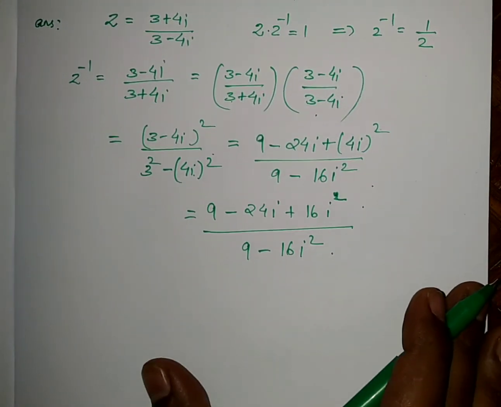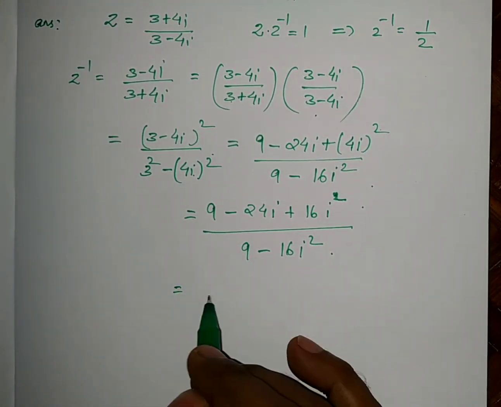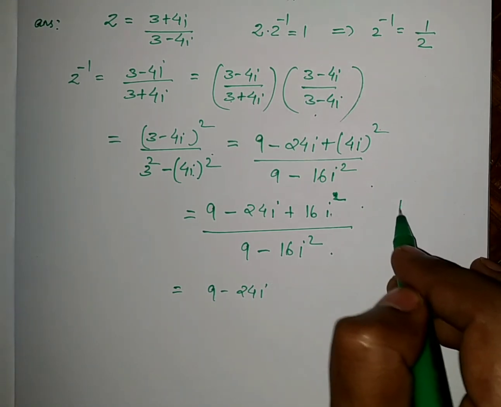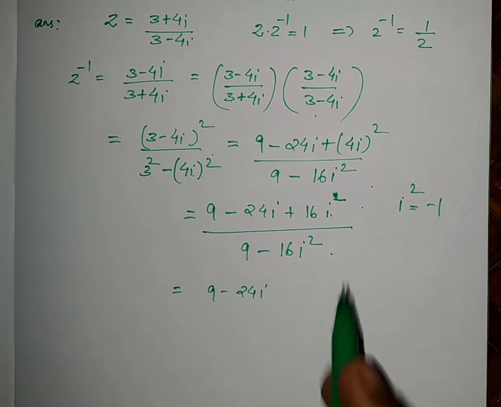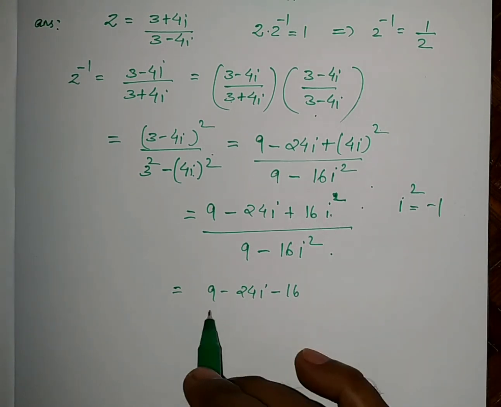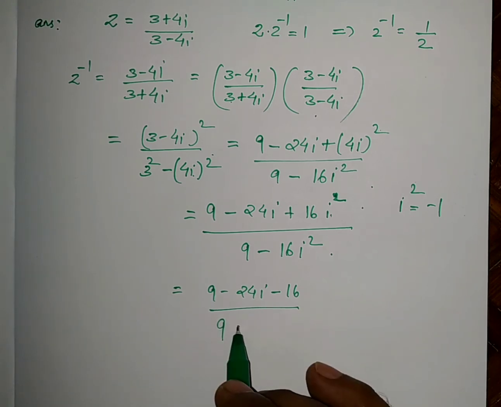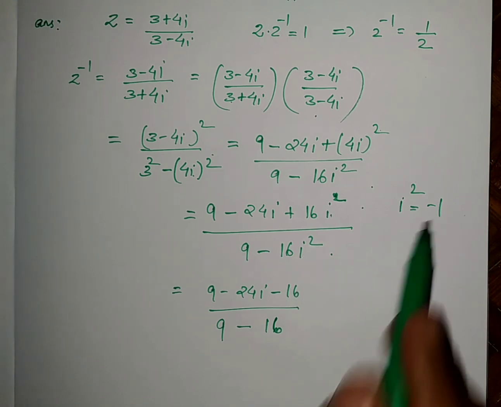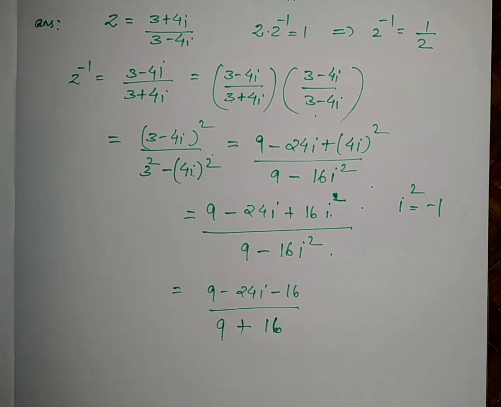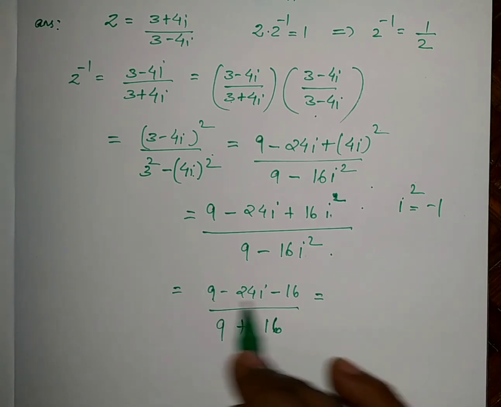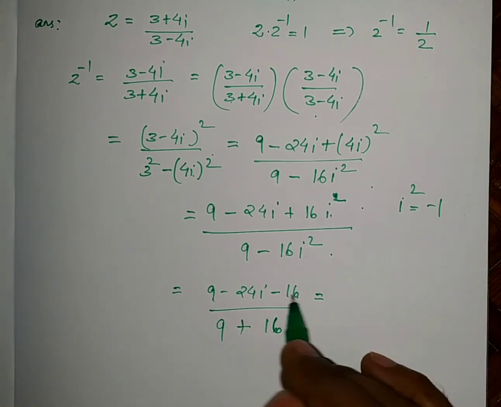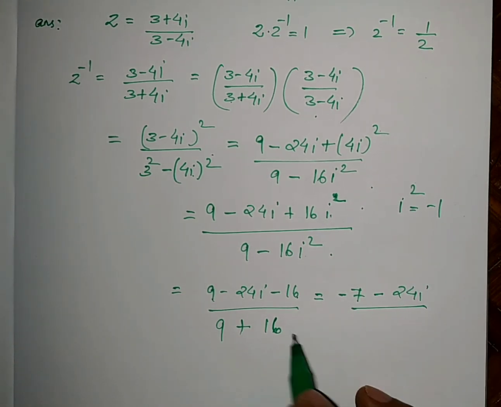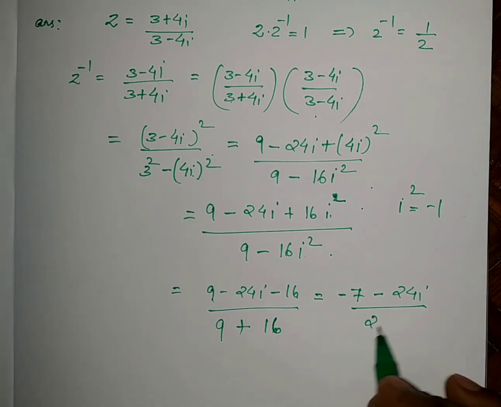Next step: we know the general result that i square is minus 1. So minus 1 into 16 gives minus 16, and the denominator is 9 minus 16 times i square, which is minus 1, so minus times minus gives plus. So the numerator is 9 minus 16, which is minus 7, minus 24i, divided by 9 plus 16, that is 25.